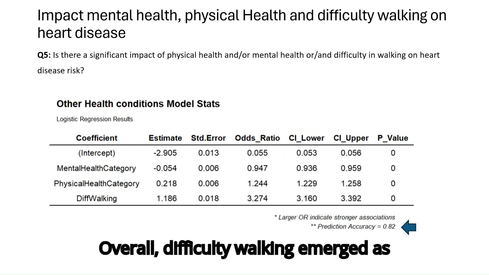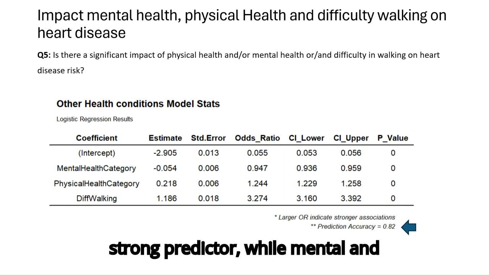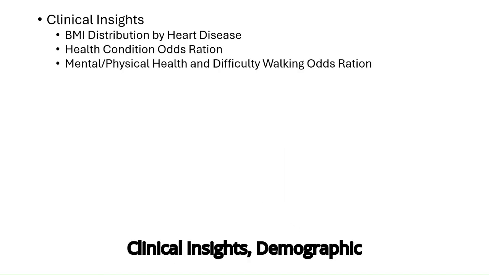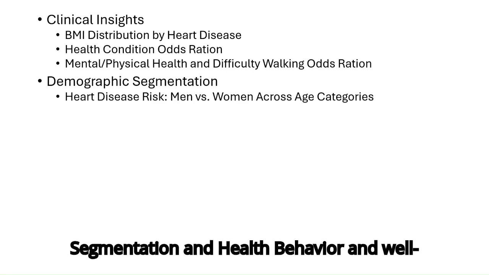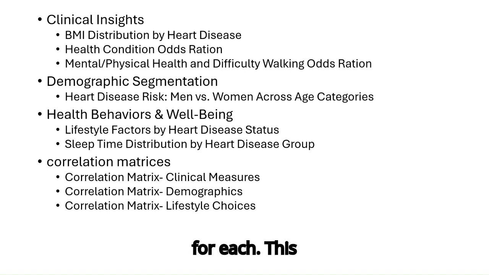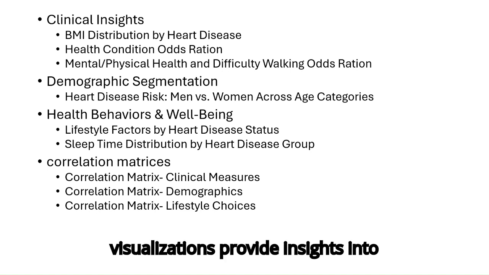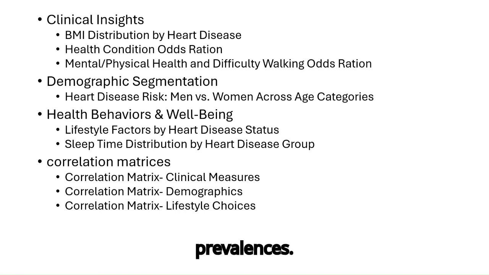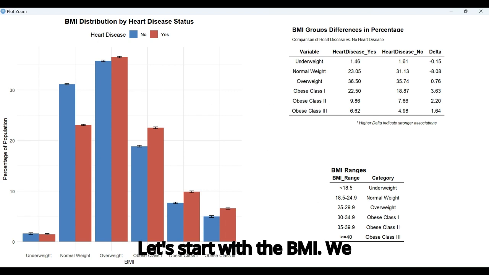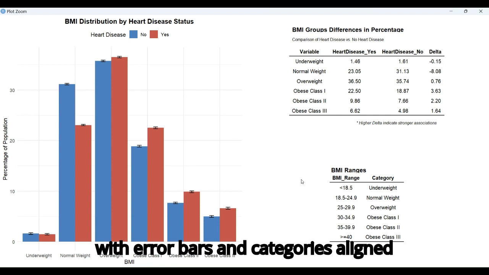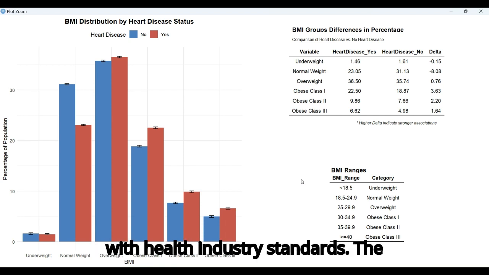Overall, difficulty walking emerged as a strong predictor, while mental and physical health had smaller roles. We categorized our dashboard into clinical insights, demographic segmentation, and health behavior and well-being, plotting correlation matrices for each. These visualizations provide insights into risk parameter connections and dataset prevalences. Let's start with the BMI. We crafted a group bar chart complete with error bars and categories aligned with health industry standards.